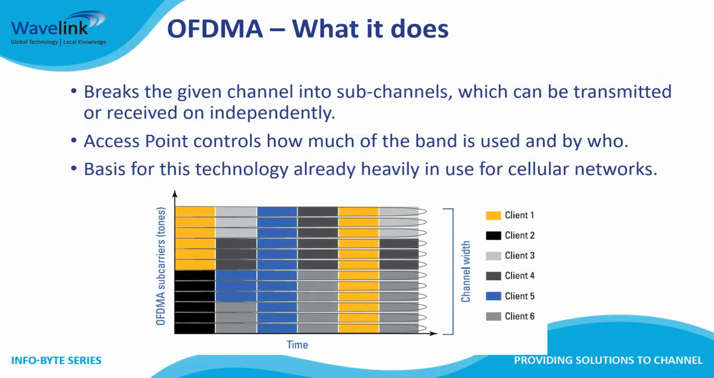So OFDMA, what does it do? Again, as I said, it breaks a given channel into sub-carriers, and those will transmit and receive independently. The access point controls how much of the band is actually used and who it assigns the use to. So traditionally, we've had one client that will take up a full 20 megahertz wide channel, and it'll send and then receive. And then of course, all other clients have to wait for their clear to send message when in their list of available time, and then take up that full 20 megahertz wide channel.